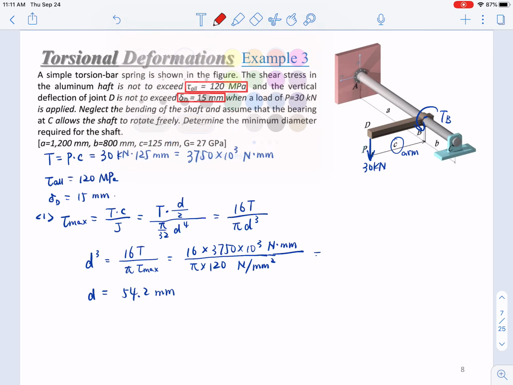I will push you to do more calculations by yourself, since through the first example I have seen that many mistakes come from the calculations, not the concept. D cubed has units of mm cubed. So just based on the first criterion, the diameter has to be not smaller than 54.2 millimeter.